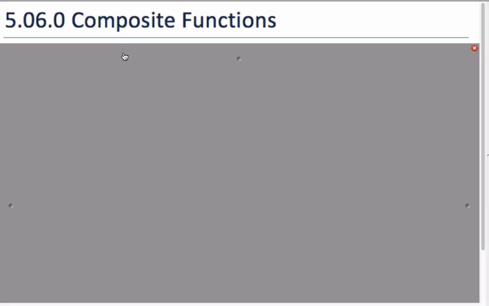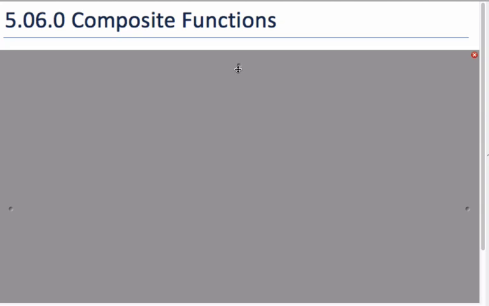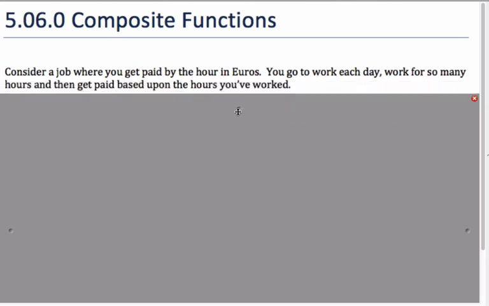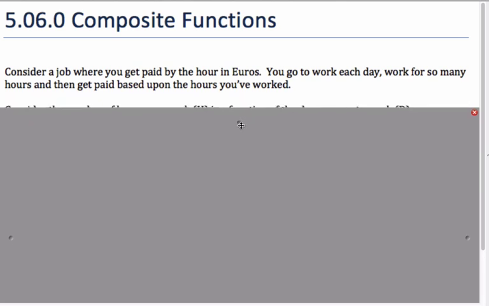Everyone. So here today we're talking about composition of functions. And I want you to consider this scenario here. Consider a job where you get paid by the hour in euros. You go to work each day, work for so many hours, and then you get paid based upon the hours you worked. Sounds like a pretty standard kind of scenario for an hourly wage job.